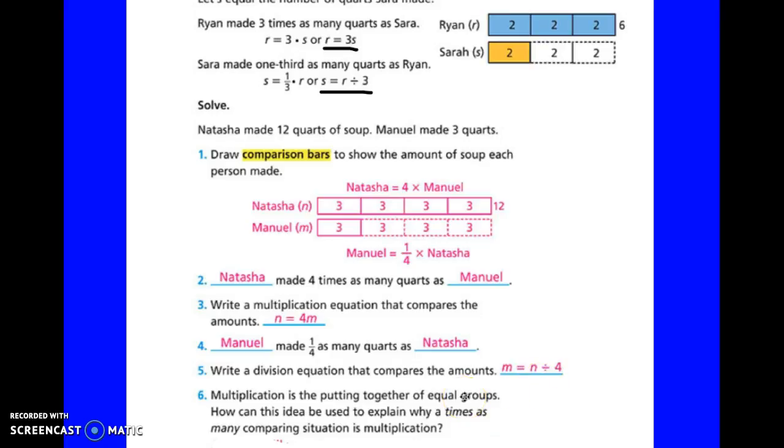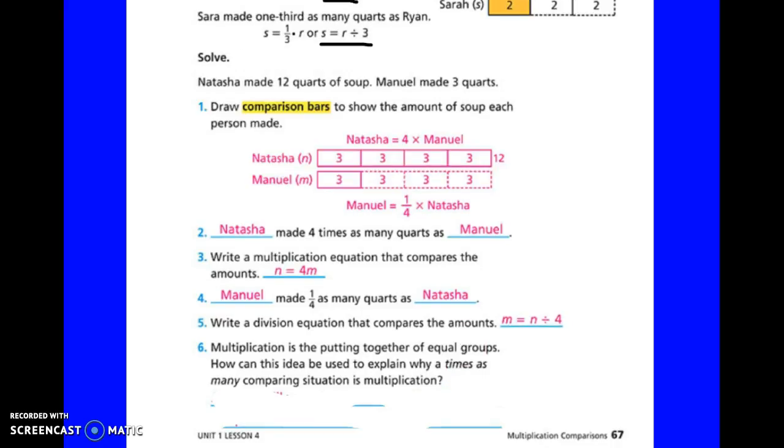The last question says, multiplication is putting together equal groups. How can this idea be used to explain why a times as many comparing situation is multiplication?